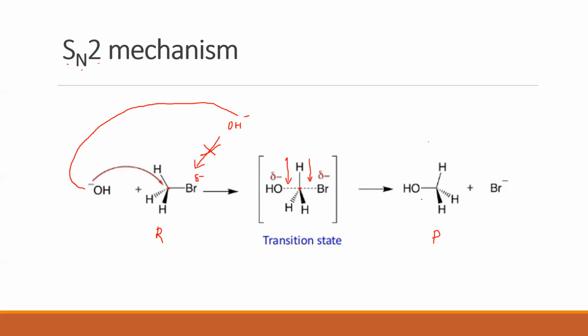It means that this state cannot be isolated. I cannot get this state. This state is just formed for a fraction of a second. I cannot isolate it. I cannot remove it. It is just formed for a fraction of a second, and there is a fight going on between these two. Once the fight is over, I get the product.